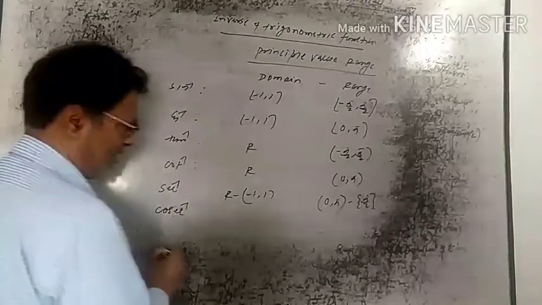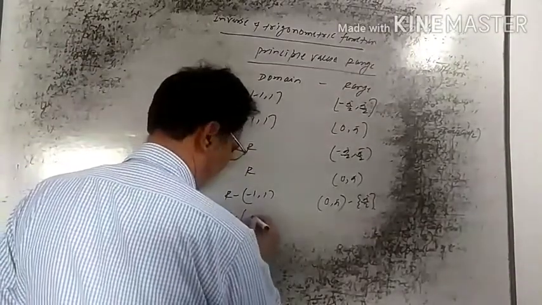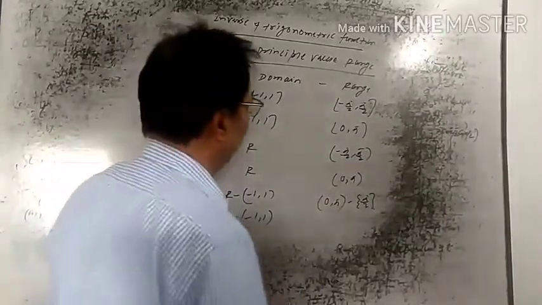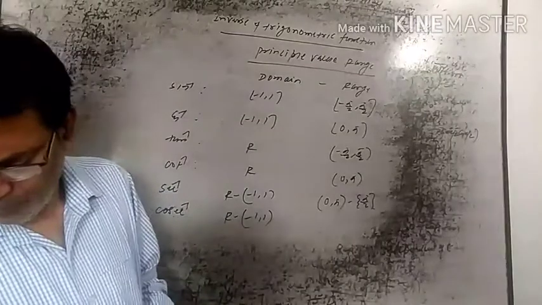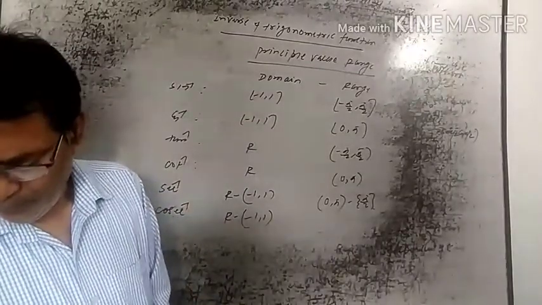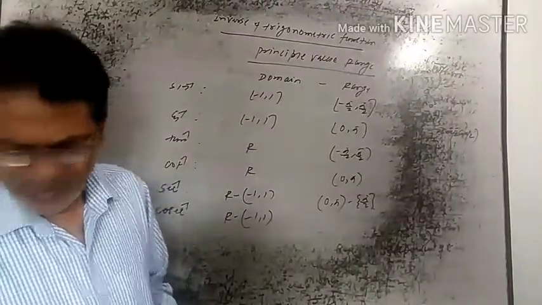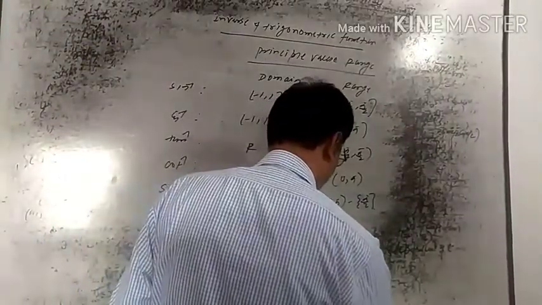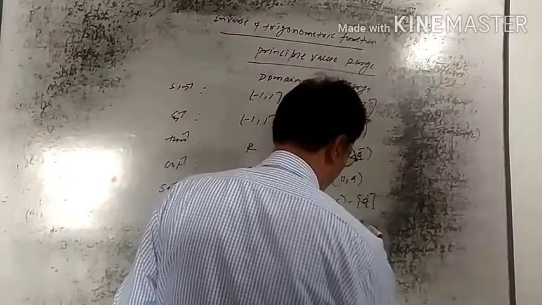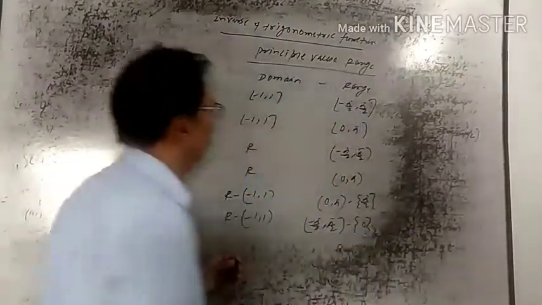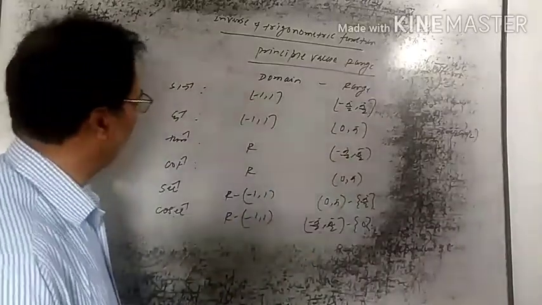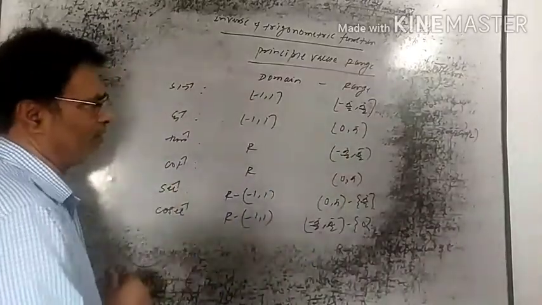Cosec inverse x is R minus the open interval -1 to 1, and its principal value range is the closed interval minus pi by 2 to pi by 2, minus 0. So these are the principal value ranges of inverse circular functions.